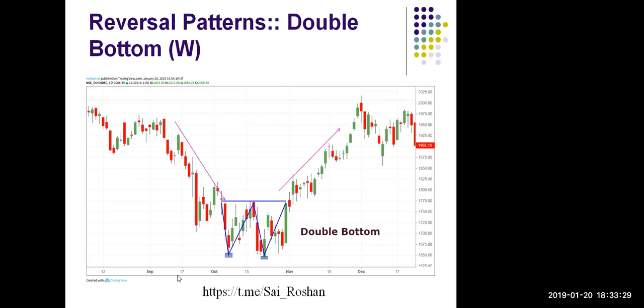Okay, so these are all the patterns that I'm talking about. You will have many more patterns, but as far as I know, these are all very strong patterns. If you can find them where we are supposed to find them, there's nothing like that. These patterns are enough. We need not sit every day in front of the computer, we just need to have patience till the formation gets completed.